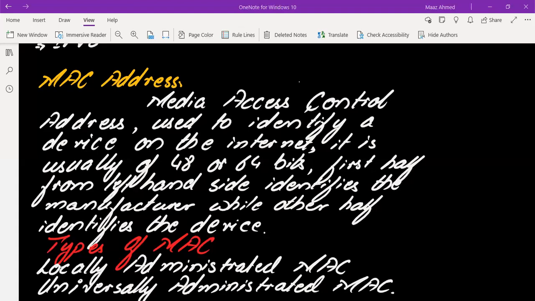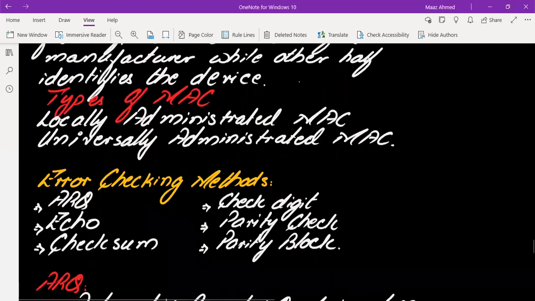The second half is going to identify the model as well as the unique number of that particular model, because in each and every model, there are multiple machines created. So the second half identifies the model as well as the machine uniquely. When it comes to types of MAC addresses, there are 2 different types. Locally administered MAC means that with this MAC address, a device will only be recognized in the particular domain. It won't be recognized outside that domain.